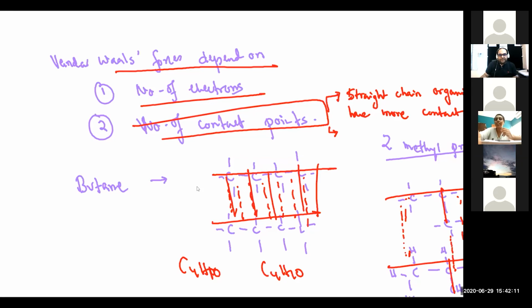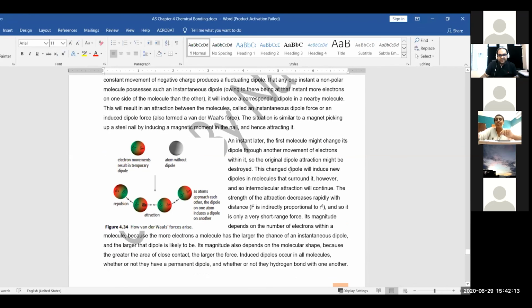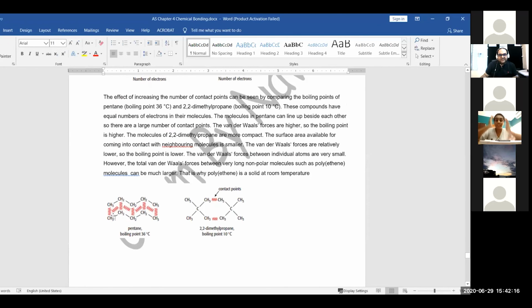Okay, so Van der Waals forces depend on the number of contact points. This is pentane, this is 2,2 dimethyl propane. When a molecule is branched, it has fewer contact points, therefore the melting and boiling point is lower. Although pentane and 2,2 dimethyl propane both have the same number of carbon atoms and hydrogen atoms, pentane has a boiling point of 36 degrees centigrade and 2,2 dimethyl propane has a boiling point of 10 degrees centigrade.